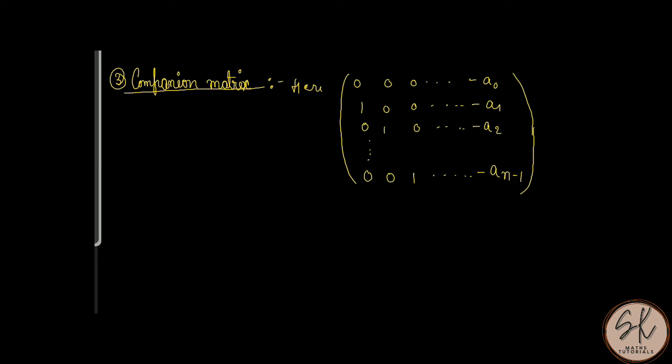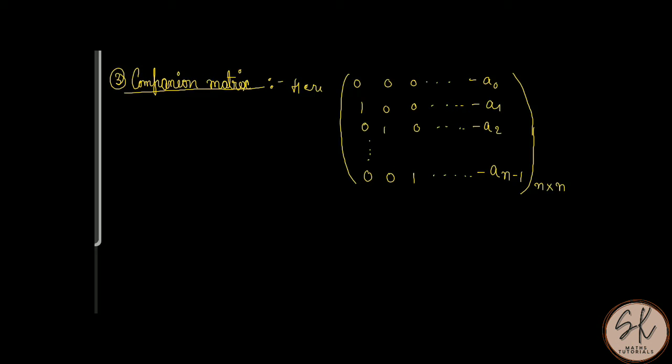So the next type of matrix is the companion matrix. Here the first row is 0 0 0 up to minus a0. Then 1 0 0 with minus a1, then 0 1 0 with minus a2, and so on up to 0 0 1 with minus a n minus 1.